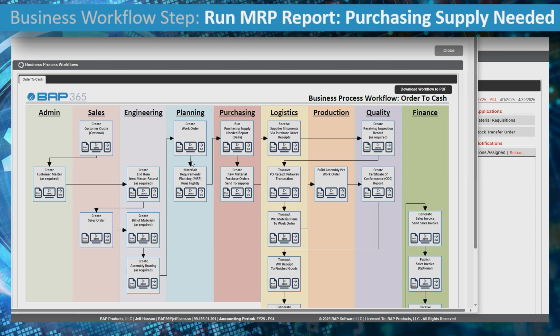So after the work order is created, there's an overnight process known as MRP, or Material Requirements Planning. It runs every night, and it basically looks at all the open work orders and starts planning for the raw materials you need for those work orders. And so the next step after MRP runs would be in your purchasing swim lane. But in this step, we are going to run the purchasing supply needed report.